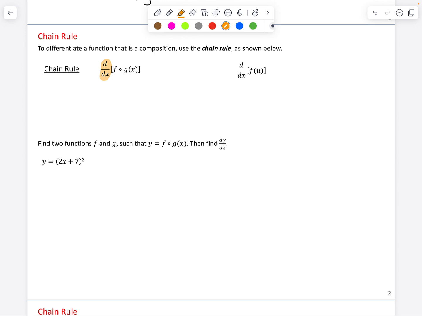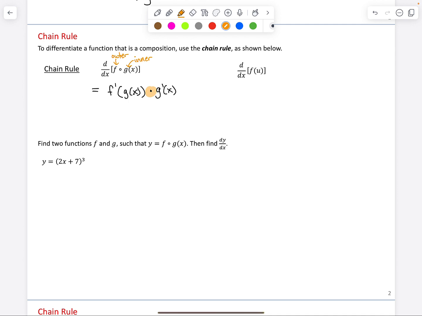Now to differentiate a function that is a composition, use the chain rule as shown below. So we have the differential operator, revealing that we should think of x as the independent variable, and we have a composition, f of g of x. I'll write the result of the chain rule without proving it, but to find this derivative, we would differentiate the f function. We call that the outer function, and then evaluate it again at g of x, and then we multiply this result by the derivative of g of x, also sometimes called the inner function.